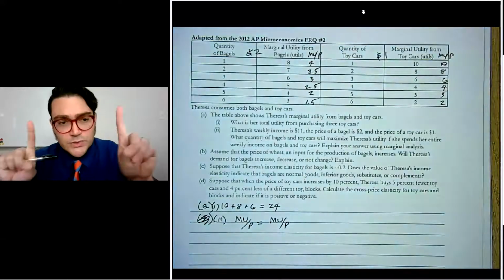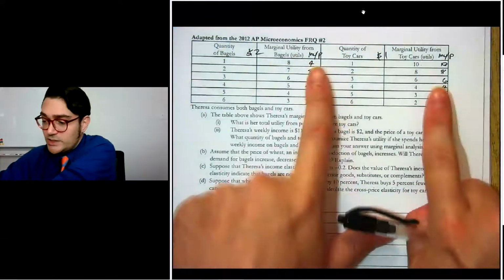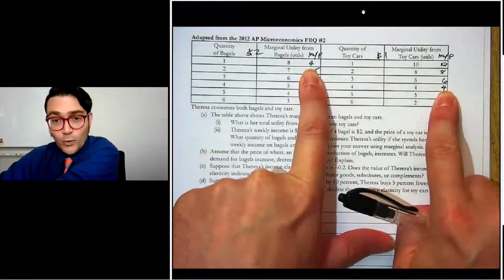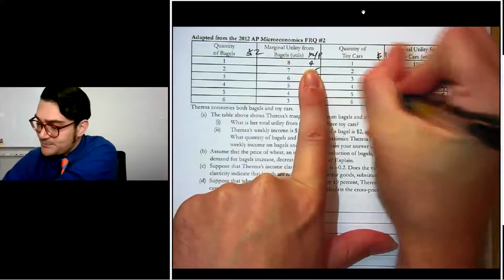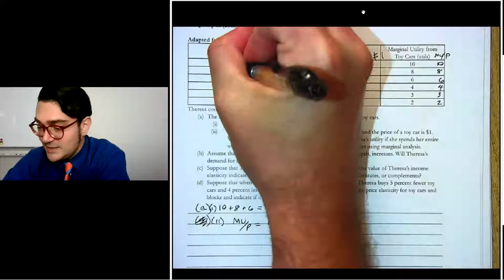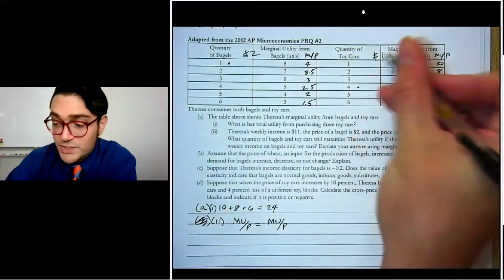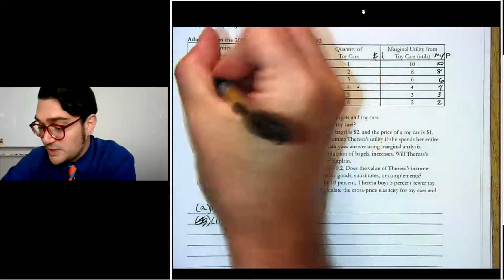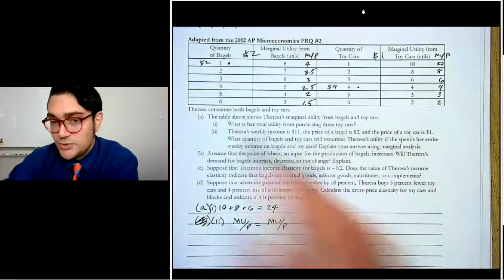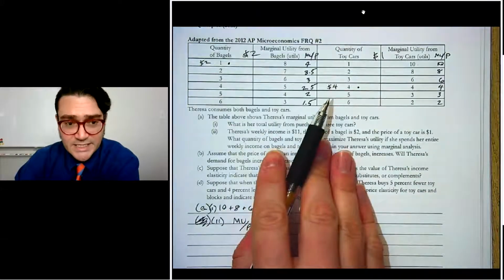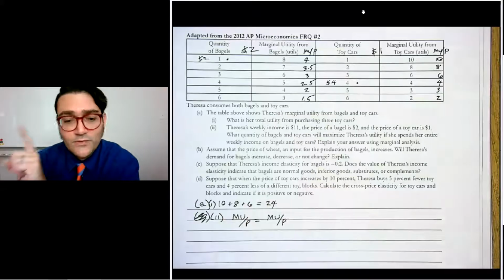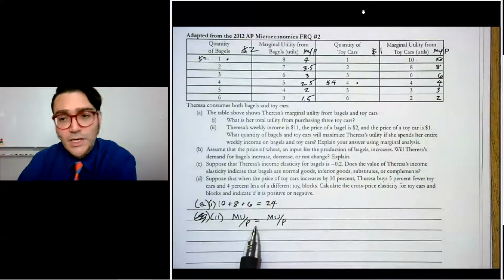And now what we're going to do is use our 2 fingers and point to numbers that are pairs. So we have a pair here of 4 and 4, and let's test that, right? How much would that cost? Well, 4 times $1 is $4. 1 times $2 is 2. And so 2 plus 4 is 6, and our budget is 11. So that's not the correct answer. Even though the MU over P's are equal, we have to use our whole income.